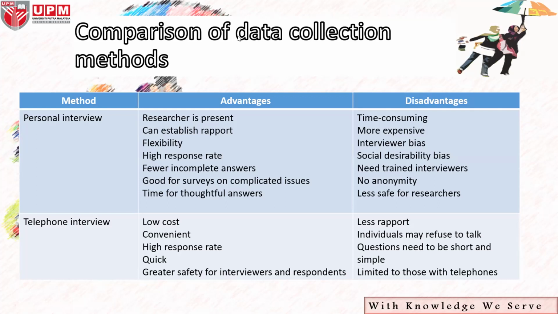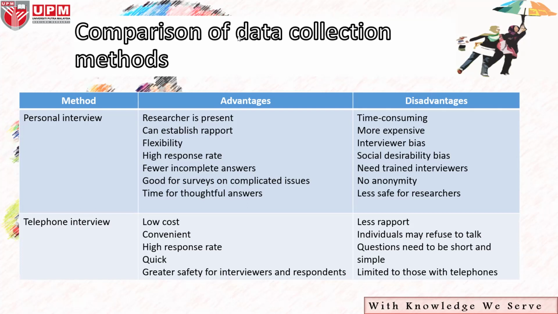Okay, and then it is more expensive because you need to ask for the respondent, masa informant kita tu. Okay, and then interviewer bias, in which during the personal interview, there might be the possibility of the researcher to include his or her own preference during the interview, sebab dia ada direct interaction. Okay, and then social desirability bias, need to train interviewers.